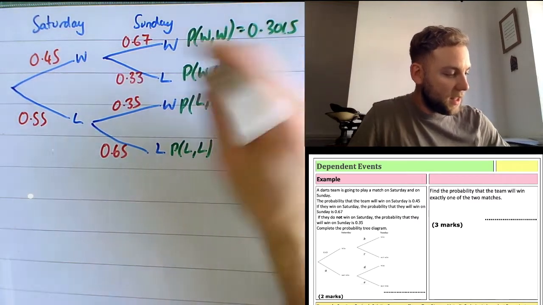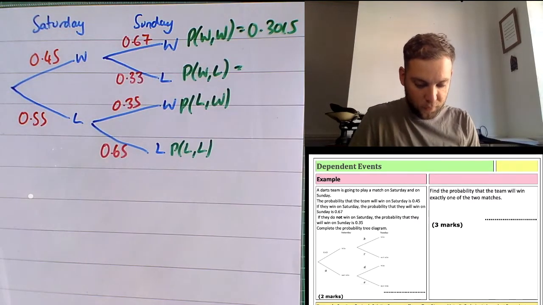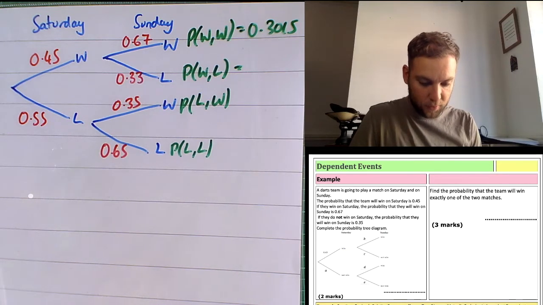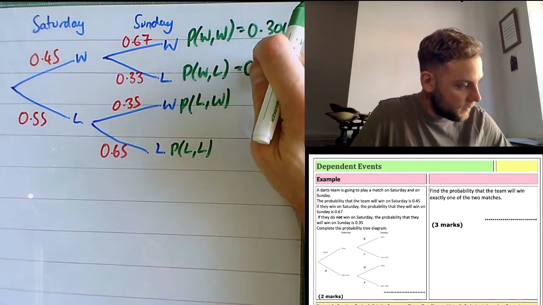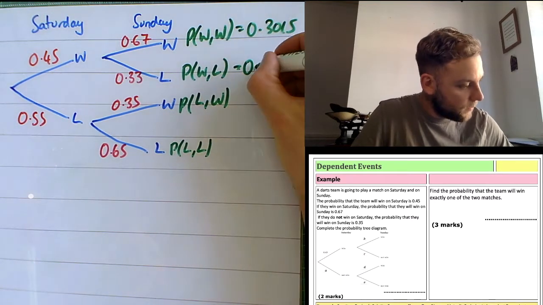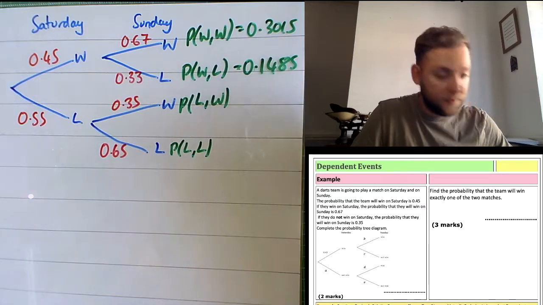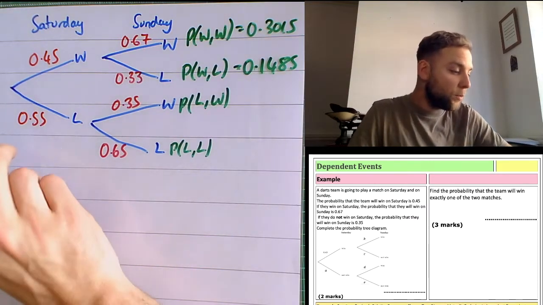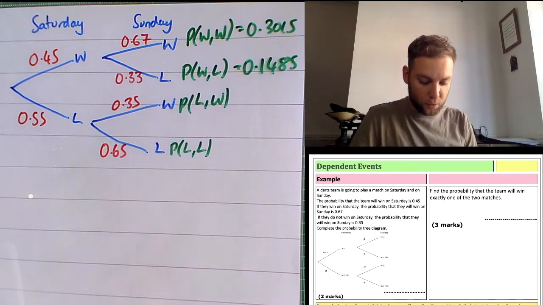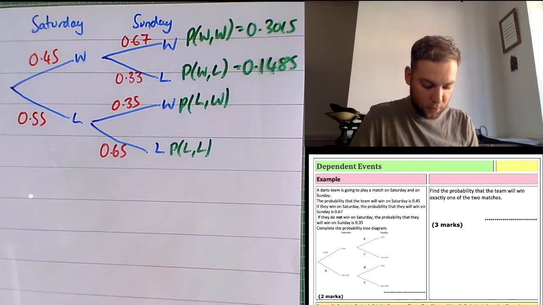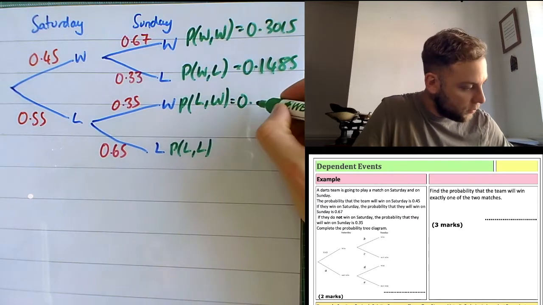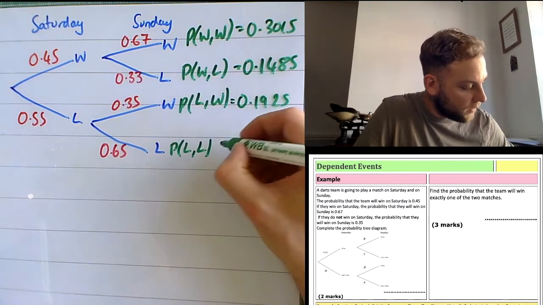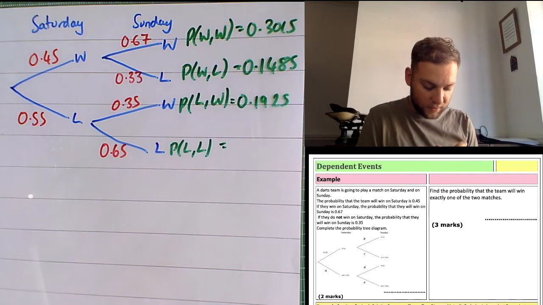Then the probability that they win and then lose is equal to 0.45 times by 0.33, which is equal to 0.1485. Then the probability that they lose and then win, which is equal to 0.55 times by 0.35, which is equal to 0.1925. And the last one, lose and then lose, 0.55 times 0.65 is equal to 0.3575.